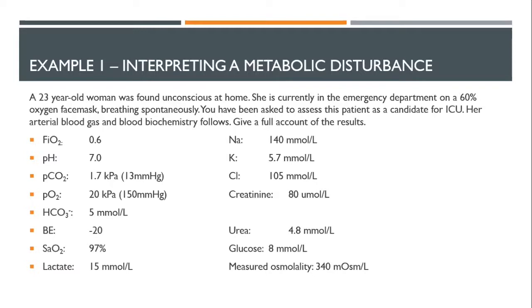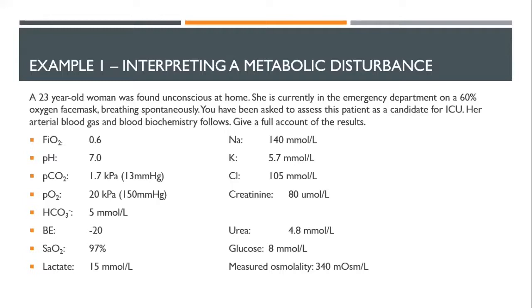She has an arterial blood gas and biochemistry that is as follows. She's on an FiO2 of 0.6, her pH is 7, she's got a PCO2 of 13 millimeters of mercury, her PO2 is 150, her bicarb is 5, her base excess is -20, her saturation is 97, she's got a lactate of 15. Electrolytes are normal with a sodium of 140, potassium slightly elevated at 5.7, chloride is 105, her creatinine is 80, her urea is 4.8, glucose is 8, and there's a measured osmolality of 340.